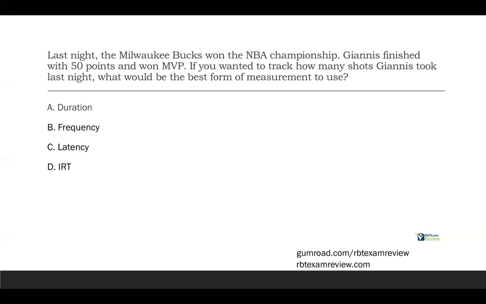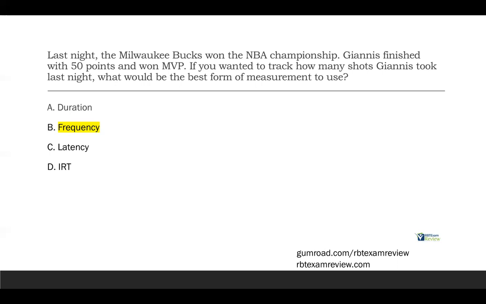Well, we're not using duration because that's time, right? Latency and IRT, they're also time, okay? So it has to be what? Frequency. All we want to know is how many shots Giannis took. So all we're going to do is count the number of shots Giannis took. We're going to get a frequency. Very easy question, okay? Very simple, straightforward measurement question.